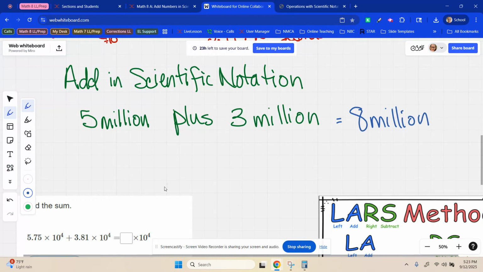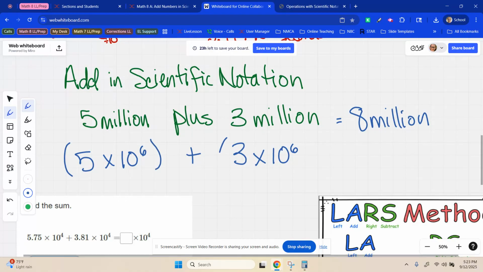You could, if you wanted to, write it like this. 5 times 10 to the 6th power. Okay, 10 to the 6th power is a million. And then you could write 3 times 10 to the 6th power. They're usually going to write these in parentheses because of the order of operations. We want to make sure we're multiplying before we're adding. But you would do this the same way.